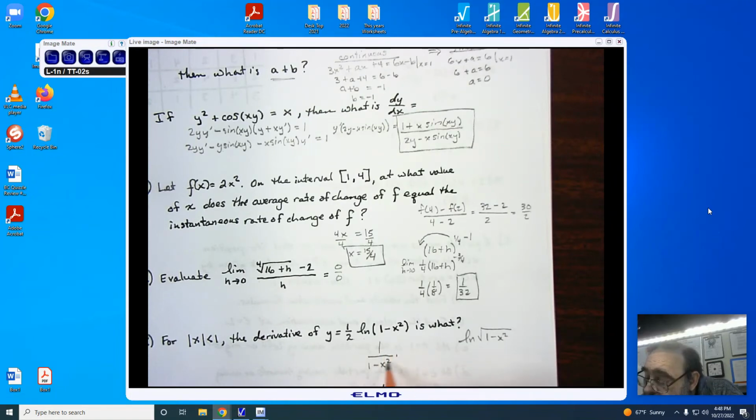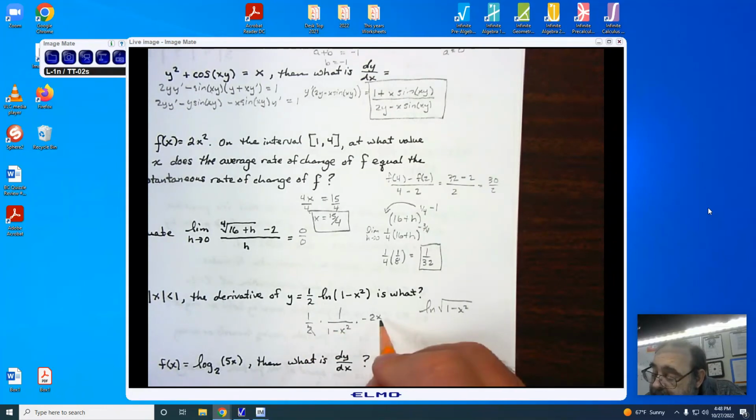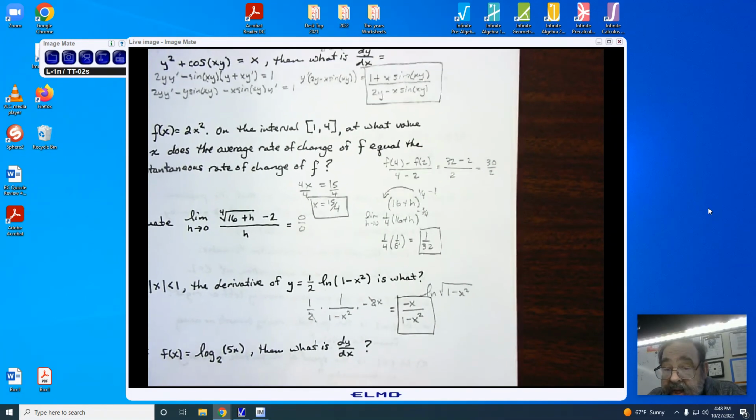We multiply by the derivative of the inside, which is negative 2x, and we multiply it by the 1/2 out in front. Notice in this that the 2's are canceling, leaving me with negative x over 1 minus x squared. This is our derivative. That's what we're looking for. This brings us to number 6.